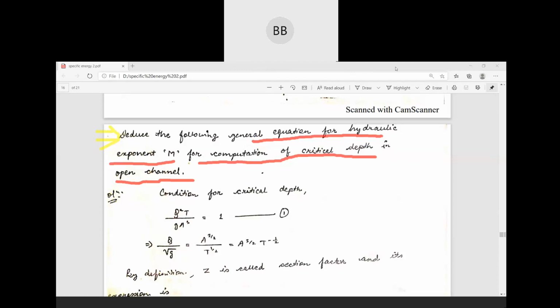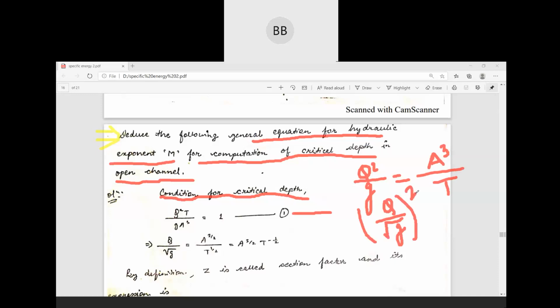I think this equation we have already derived, that condition for critical depth, Q square T by g A cube is equal to 1. So you put equation number 1. From this equation, we keep Q square by g on one side, and the other terms on the right hand side. That will be A cube divided by T. Cross multiplying, we have Q square by g is equal to A cube by T.